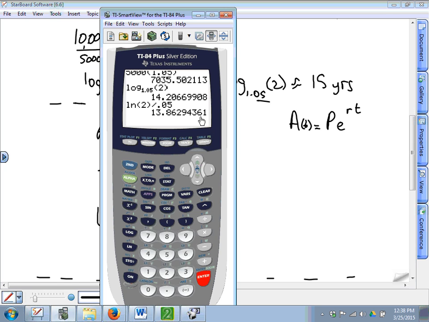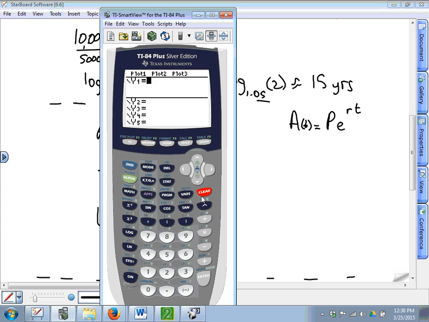What you could do, if you're interested, you could do it this way. It seems kind of weird, but it'll work. 5,000 e to the 0.05x. So that's what your graph looked like, right? So rather than typing in 13.86, that was an approximation, you'd have to type in natural log of 2 divided by 0.05. Type that in, it gives you 10,000 exactly. But in order to get that, you would have had to solve it by hand anyway. Does that make sense?